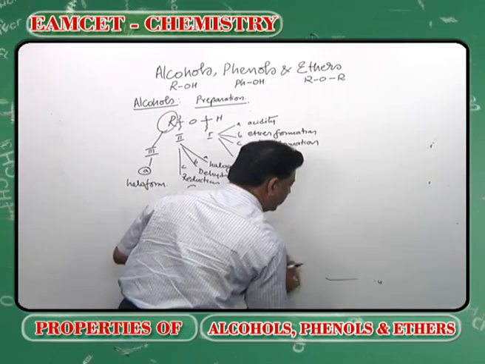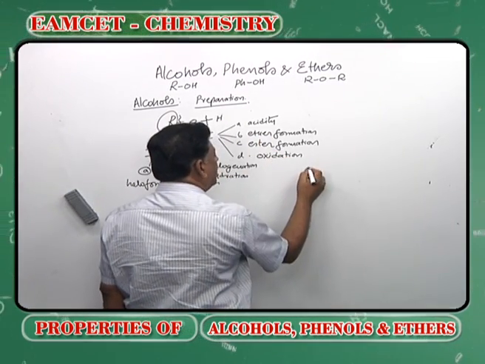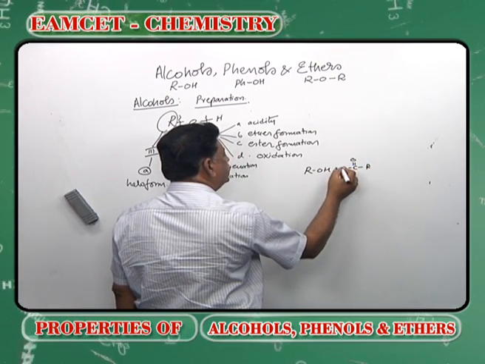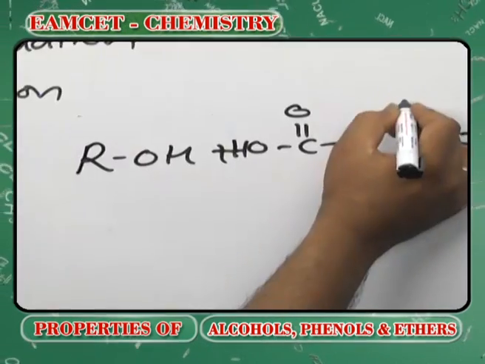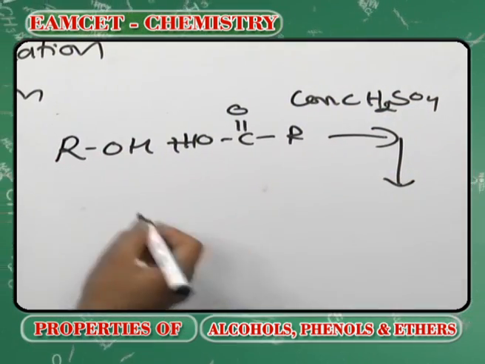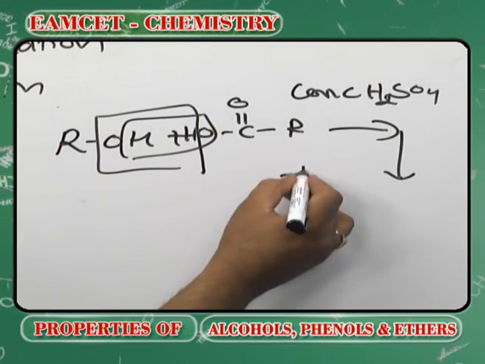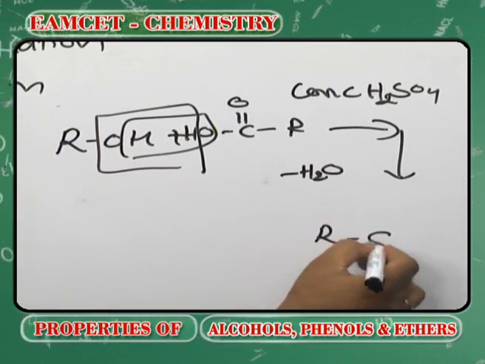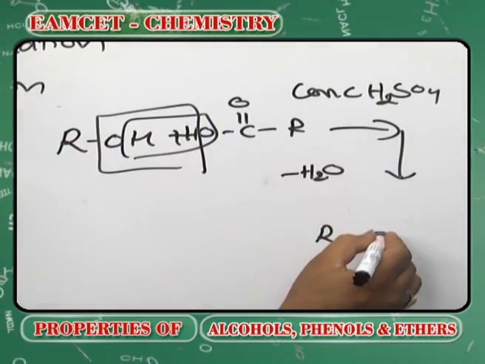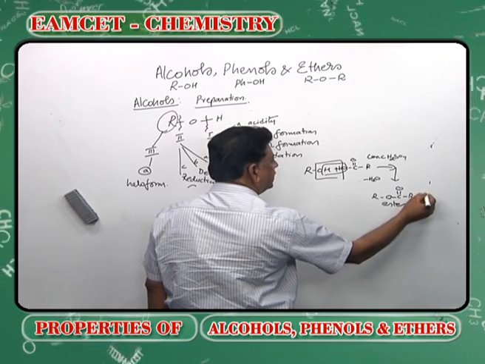Third property, let us see. The third property is ester formation. Alcohols react with carboxylic acids (COOH). The reaction is catalyzed by concentrated sulfuric acid. If you add concentrated sulfuric acid, the reaction gives HOH elimination. Somehow the water is removed and you get R-CO-OR. This is called an ester. What is removed is nothing but water.